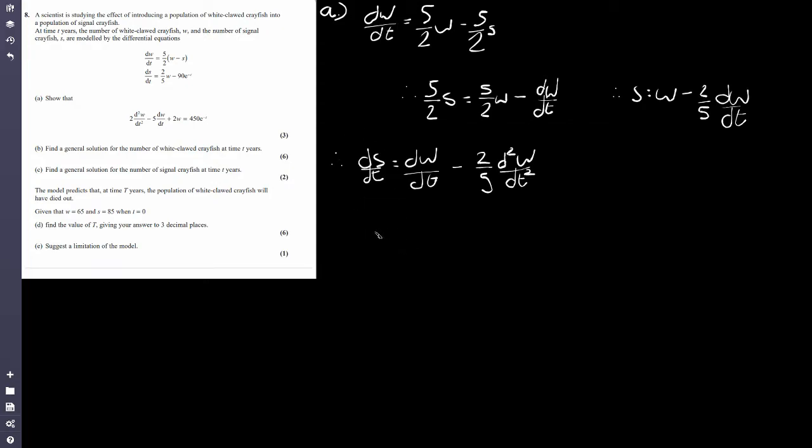So what I've got now is, I'm going to write on this side first though, so I'm going to change this onto my left hand side, so I've got dw by dt minus 2/5 d squared w, well, this is going to be equal now to what I said here when we sub it in, 2/5 of w minus 90e to the minus t.